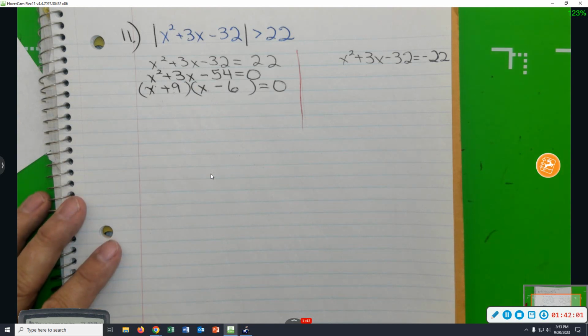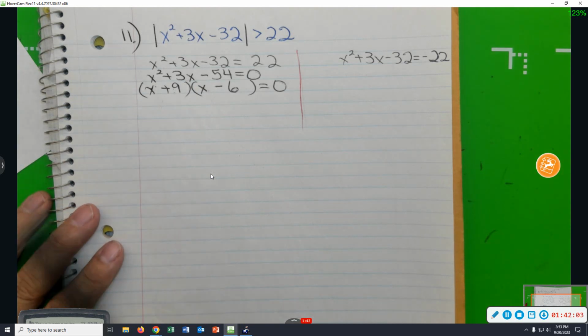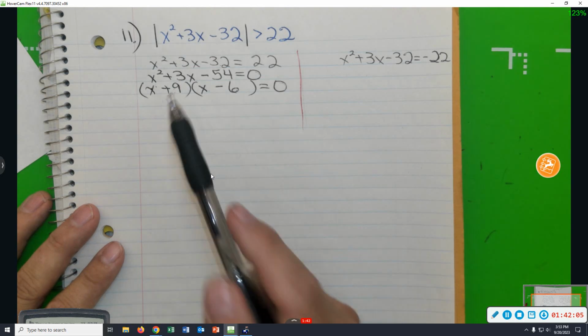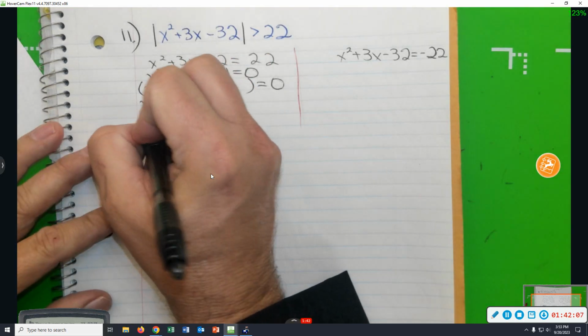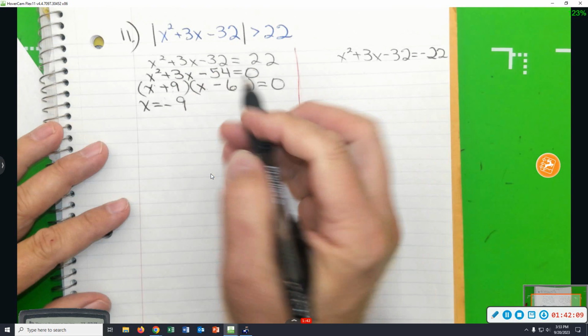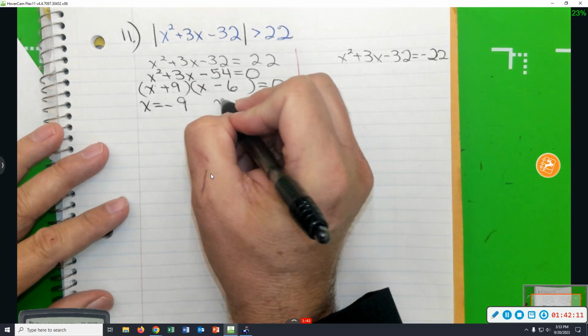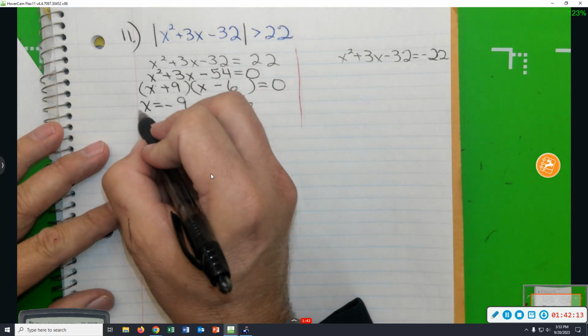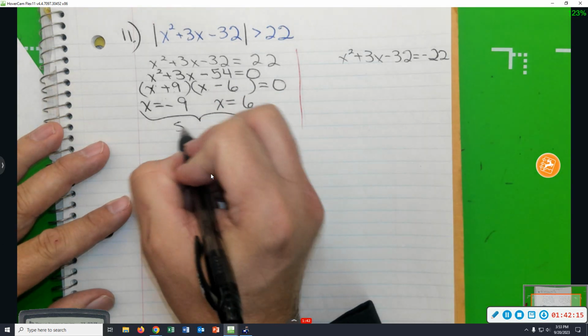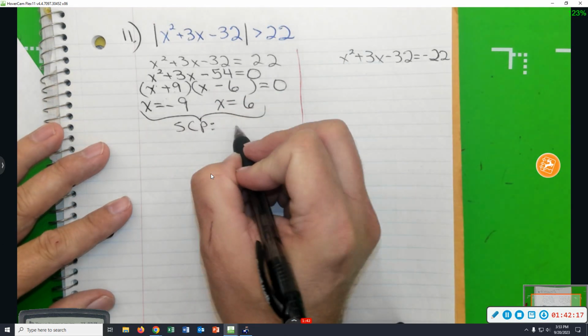So we're going to get two solution cut points. What are they? Here, x equals negative 9, and here, x equals 6. Their solution cut points, open or closed? Open.